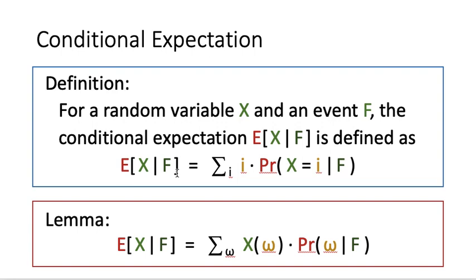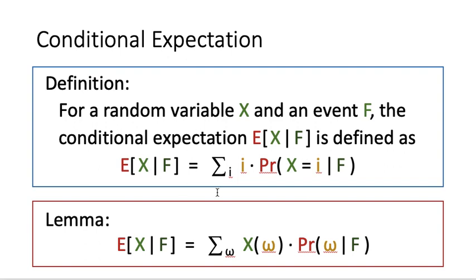Original expectation, we have no assumption of what things will happen. So we have a certain view of the probability of things happening. But now, given the knowledge that F happens, we will change our view, and correspondingly, we will change the expectation.